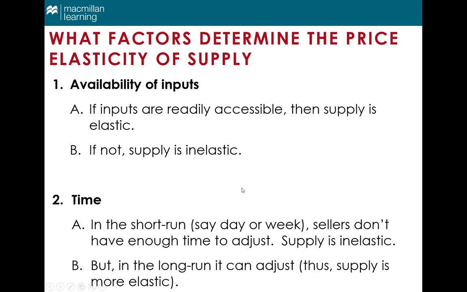In the short run, say in a day or in a week, sellers don't have enough time to adjust their quantity. So in the short run, the supply is inelastic. However, in the long run, say in a year or in a decade, they can adjust their quantity. So the supply is more elastic in the long run.